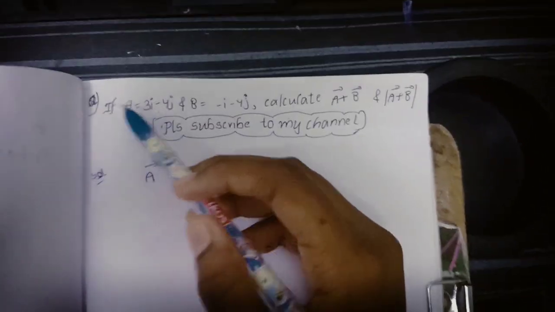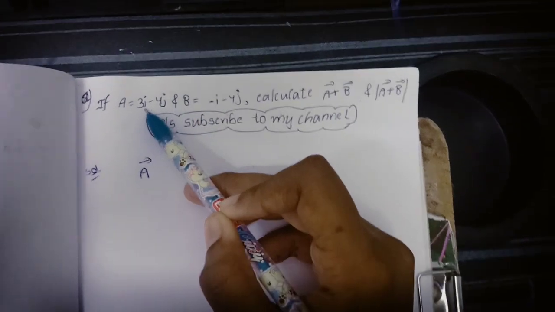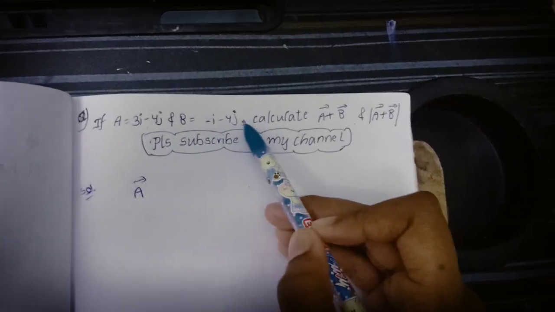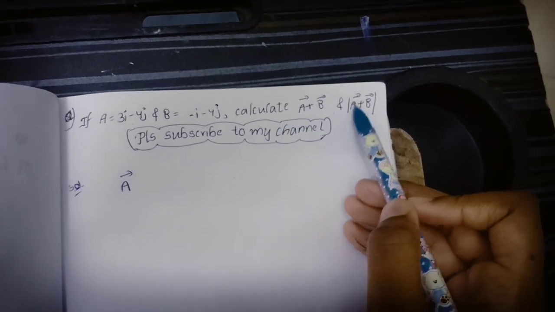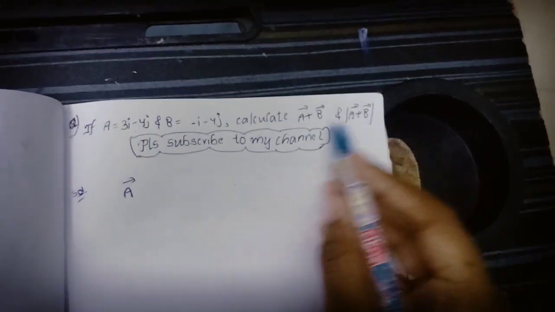Today I am going to explain this question. If A equal to 3i minus 4j and B equal to minus i minus 4j, then calculate A bar plus B bar and mod of A bar plus B bar.